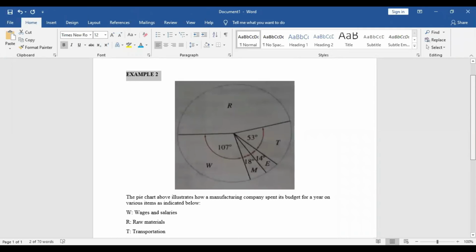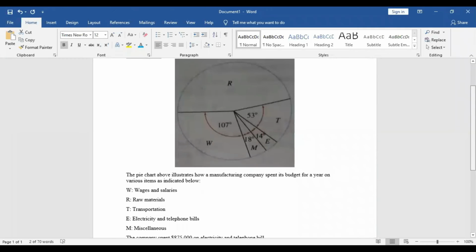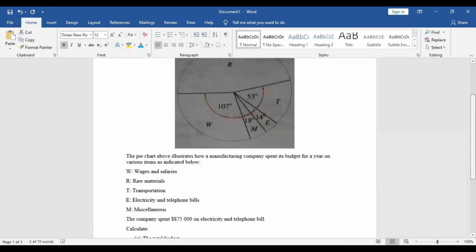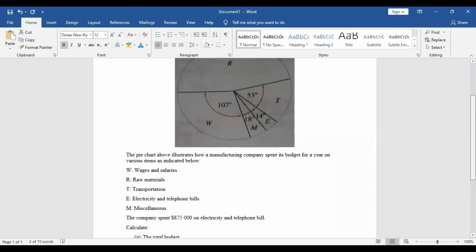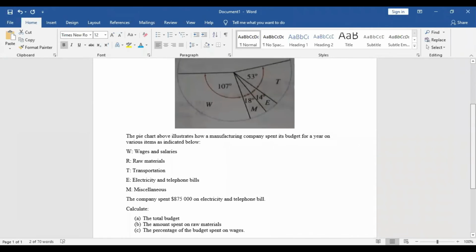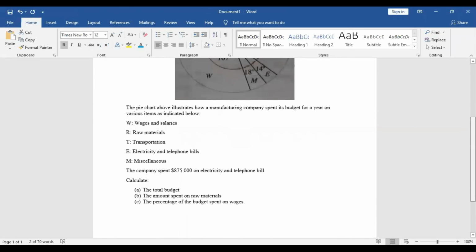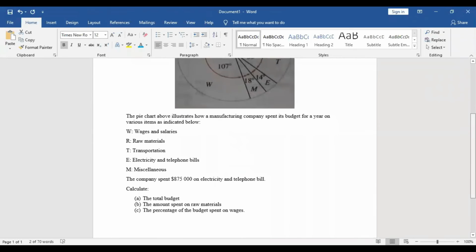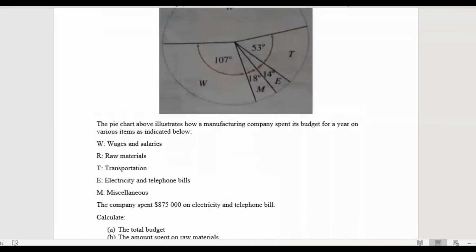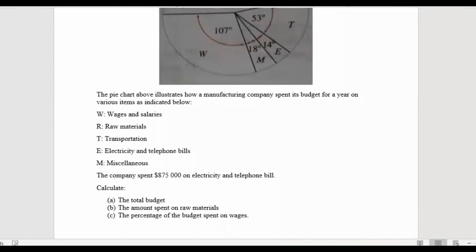So the pie chart above illustrates how a manufacturing company sets its budget for a year on various items as indicated below. The W means wages and salaries, R stands for raw materials, T for transportation, E for electricity and telephone bills, M for miscellaneous. The company spent 875,000 on electricity and telephone bills. Now, the first question is asking you to calculate the total budget. So we have to go ahead and calculate what is the total budget.